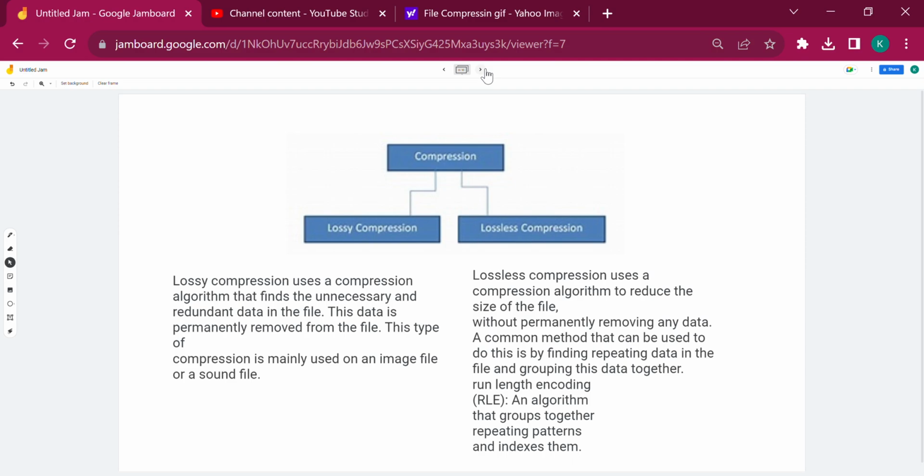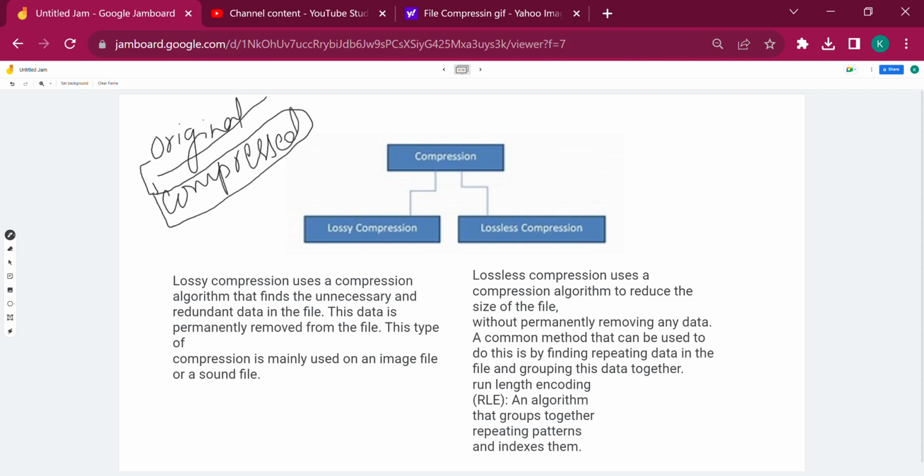And yes, we have two types of files. One is your original file and the other is your compressed file. The original file is compressed and then you acquire a compressed file. Definitely the size of the original file would be greater than the compressed one. So in lossy compression, we use some compression algorithms.